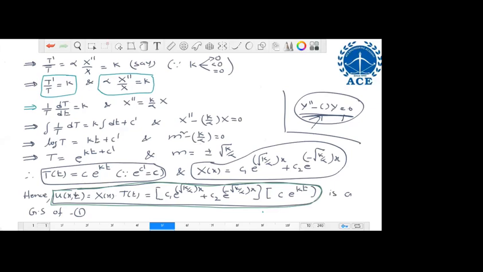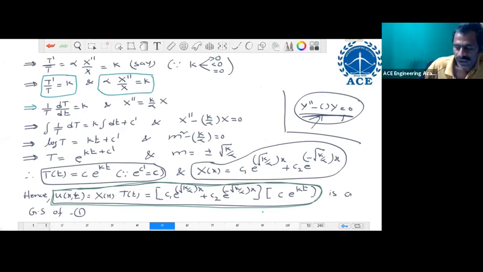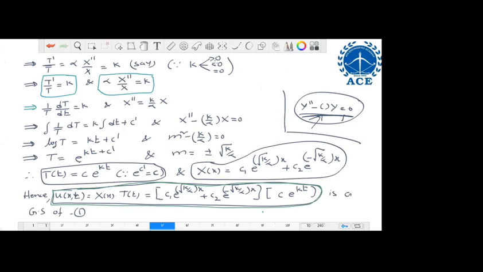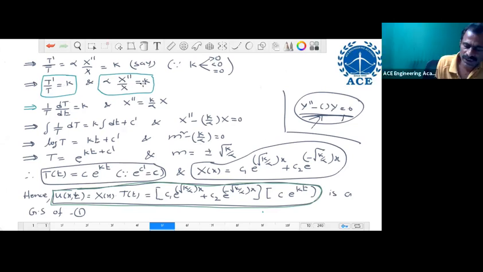Sir, here you told that based upon K, the answers will differ. But K is a constant, na, sir. How will the answers differ, sir? No, here I wrote that K is greater than 0, less than 0, equal to 0 only. If I take K positive here, then we get plus K here only. If I take K as negative, then this will be negative. If it is negative, the answer will differ.